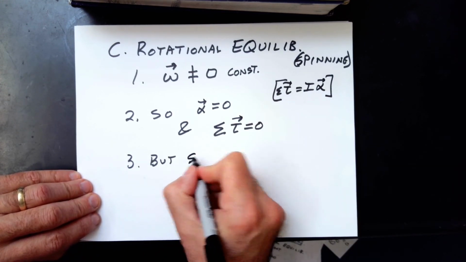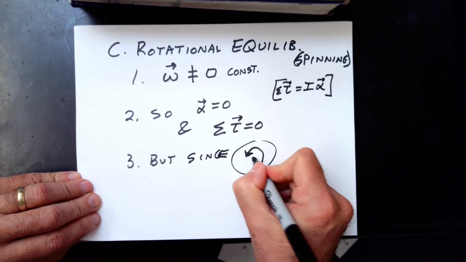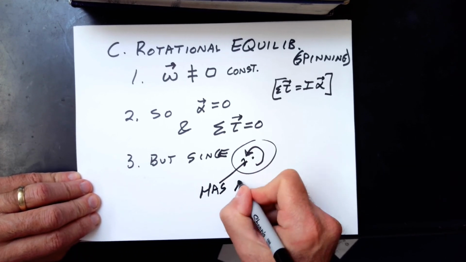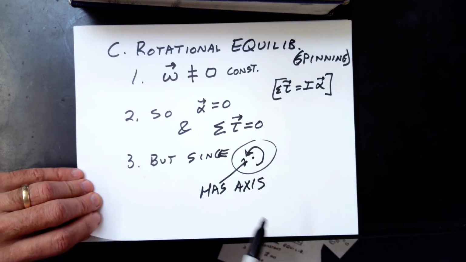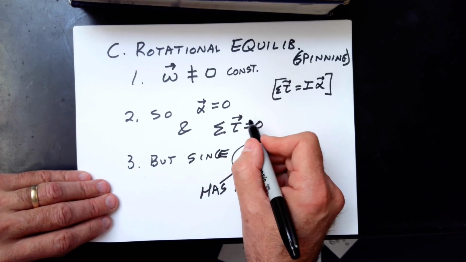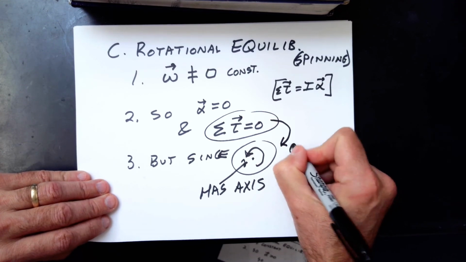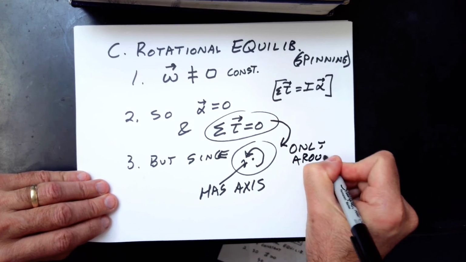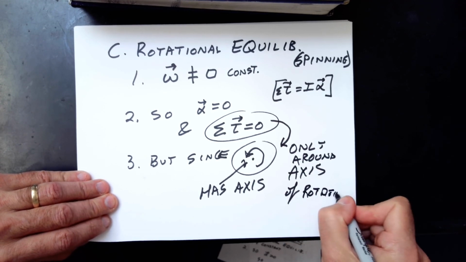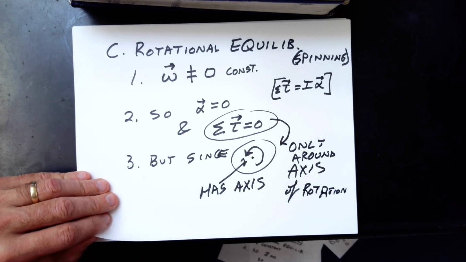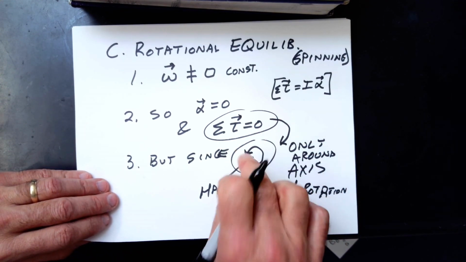But since whatever it is we're talking about is spinning, it already has an axis. By definition, once it starts spinning, it has to spin around something, around a line which is the axis. So it's not going to be the sum of the torques equals 0 around any axis. It's going to be the sum of the torques equals 0 only around the axis of rotation. This is unlike static equilibrium where the torques equal 0 around any axis. Here, since it's already spinning, you only calculate that the torques equal 0 around the axis of the spinning.